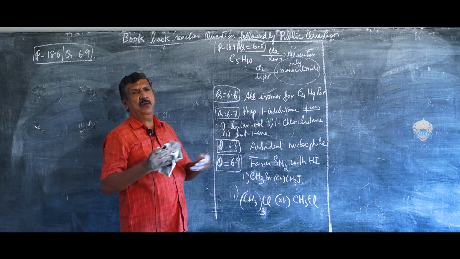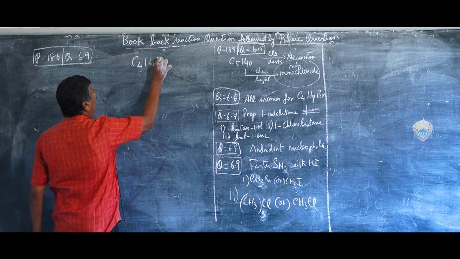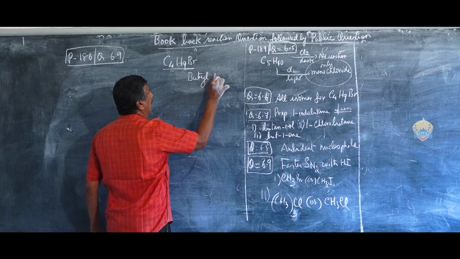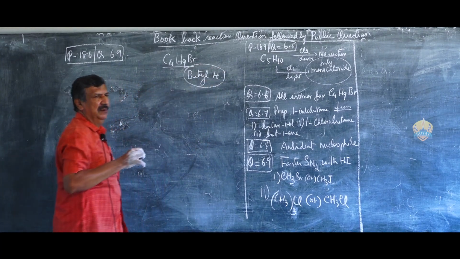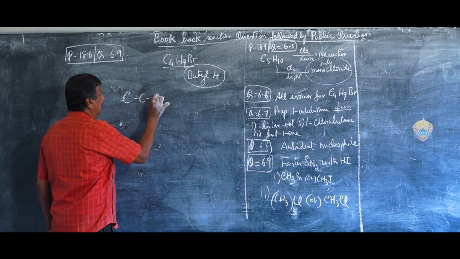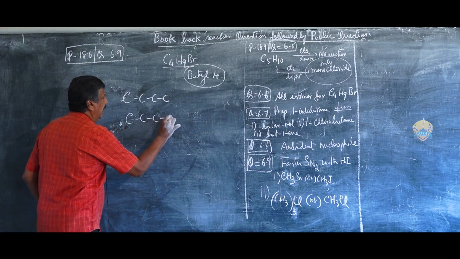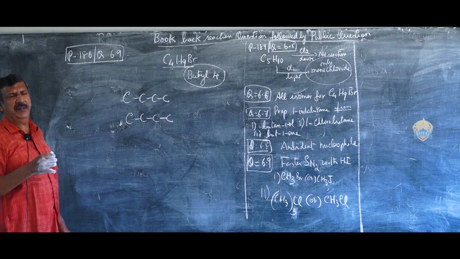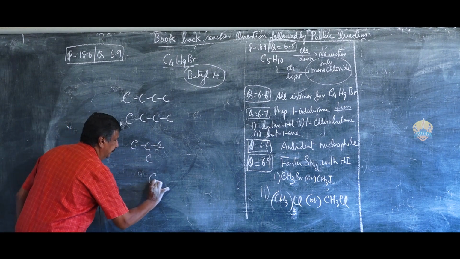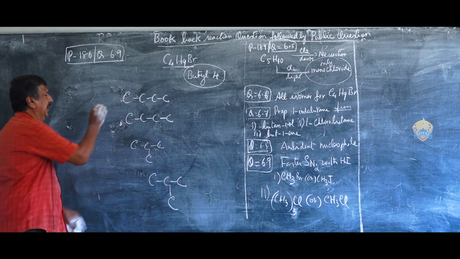Okay. Next question. Write all the possible isomers for C4H9Br. C4H9 means you should write butyl. In chemistry, we are having 4 butyls. How can we have 4 butyls? Very simple. You see, first write the straight carbon: two types of straight carbon and 2 sets of branched carbon.